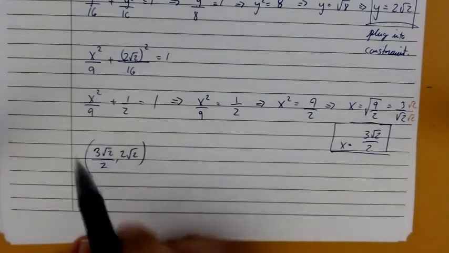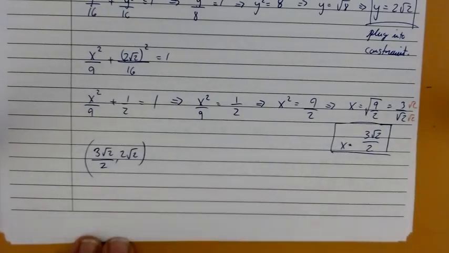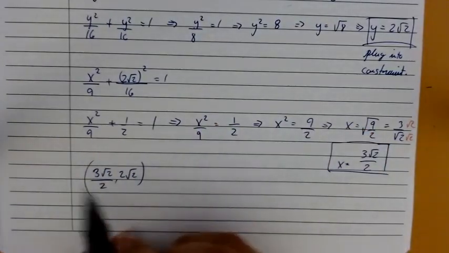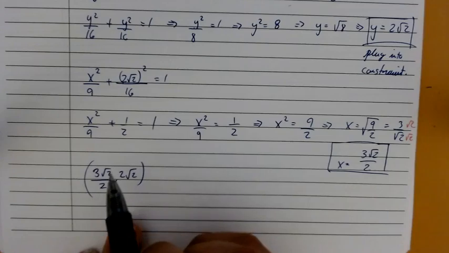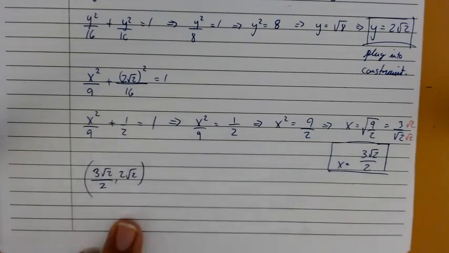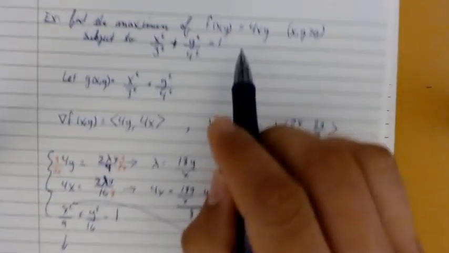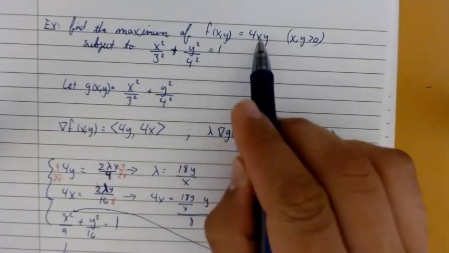Okay, well, that's not 0, so that can't be the minimum. So that's got to be the maximum. Since there's only one, we don't really have to test anything. It can't be the minimum, since the minimum would be 0, so it's got to be the maximum. So now let's find what that maximum is. We're looking for the maximum of f of x comma y.